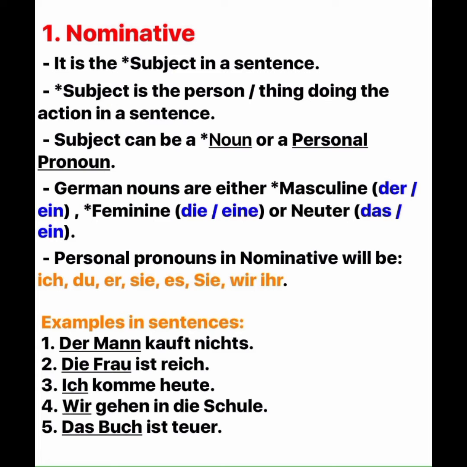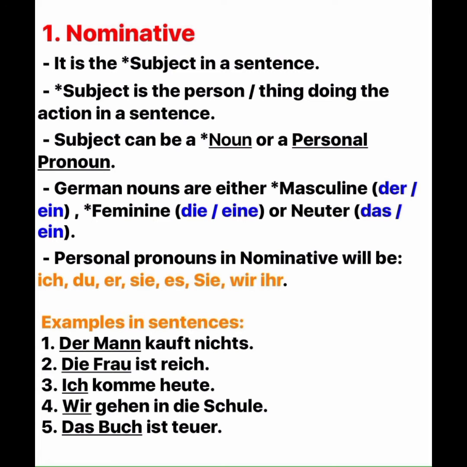In nominative, masculine articles are der stroke ein. Der means the, ein means a stroke an. So masculine is der stroke ein, feminine is die stroke eine, and neuter is das stroke ein. And then the personal pronouns.